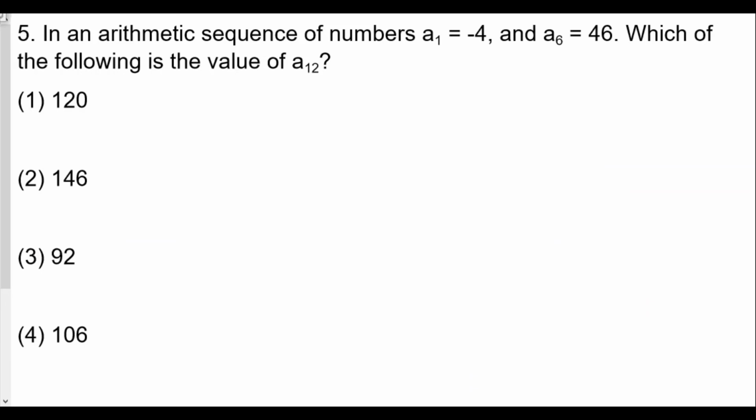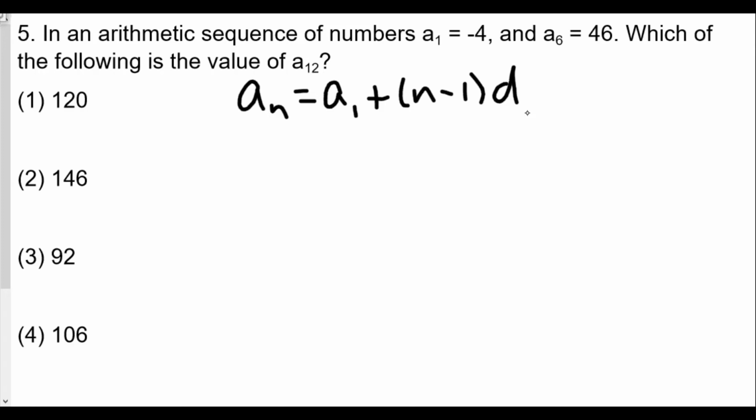Question number 5. In an arithmetic sequence of numbers, a1 equals -4, a6 equals 46. Which of the following is the value of a12? And so here we're not given the common difference, but we do know what the first term is and the sixth term. So in our formula for the nth term, a sub n equals a1 plus n minus 1 times d, we can use some of this information to find the general form. And once we do that, we will then be able to find the 12th term.